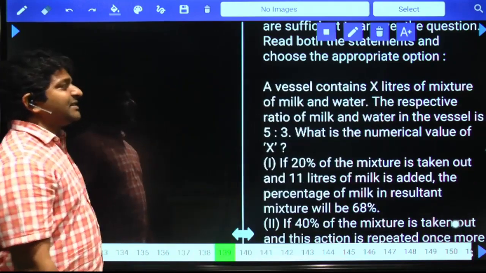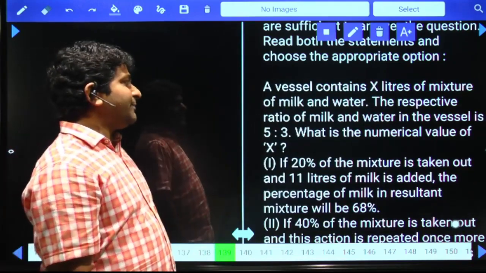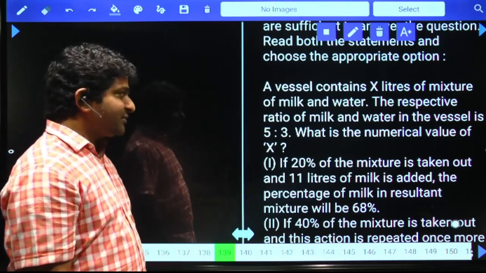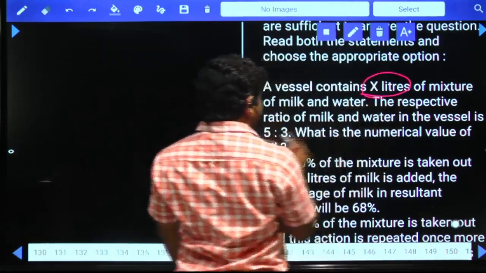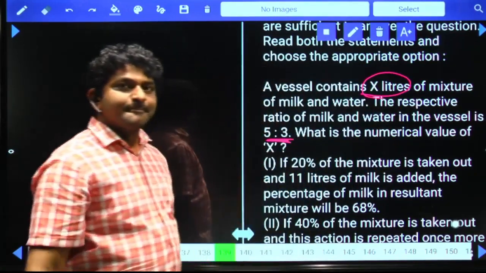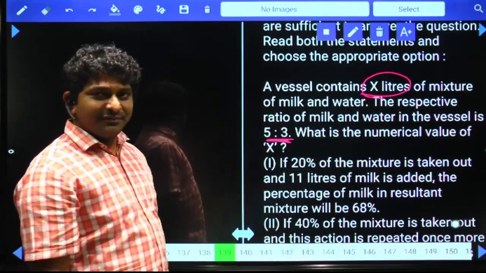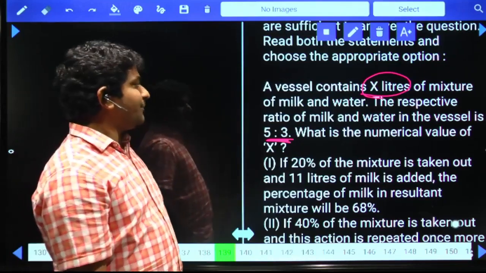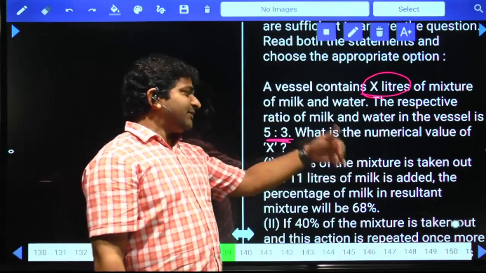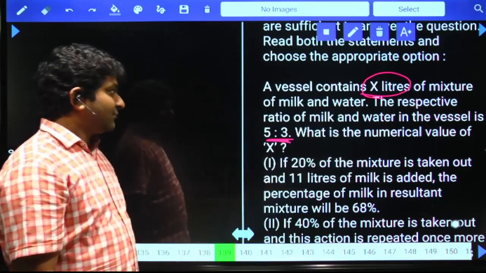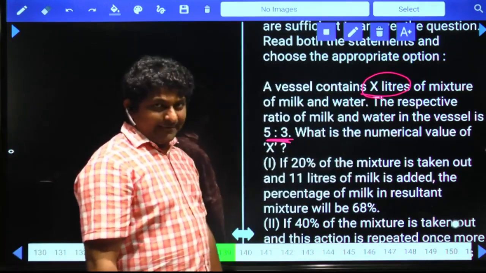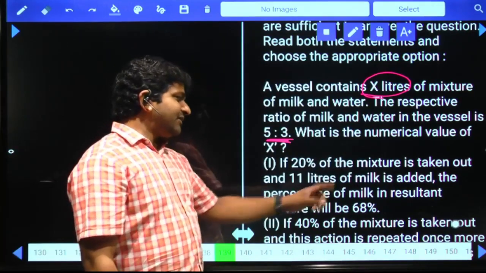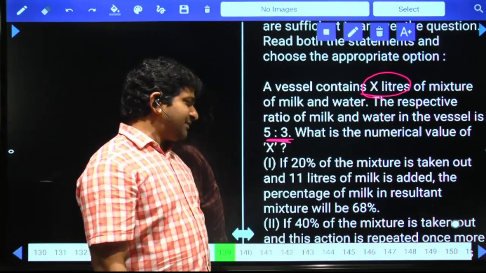The vessel contains 6 liters of a mixture of milk and water. The respective ratio of milk and water is 5:3. What is the numerical value of X? X is equal to 8 parts. How much is that quantity in terms of liters? That's what we need to calculate. If 20% of this mixture is taken out and 11 liters of milk is added, the percentage of milk in the resultant mixture will be 68%.